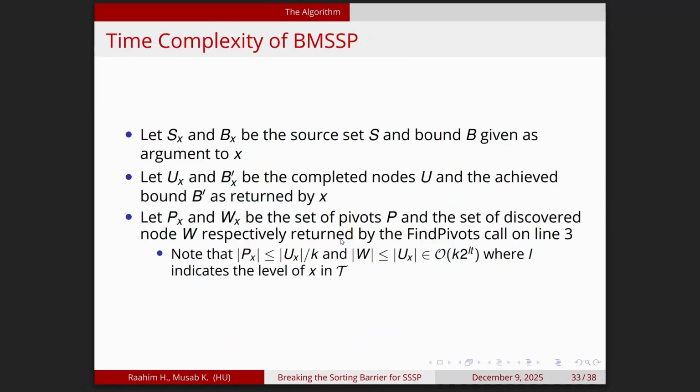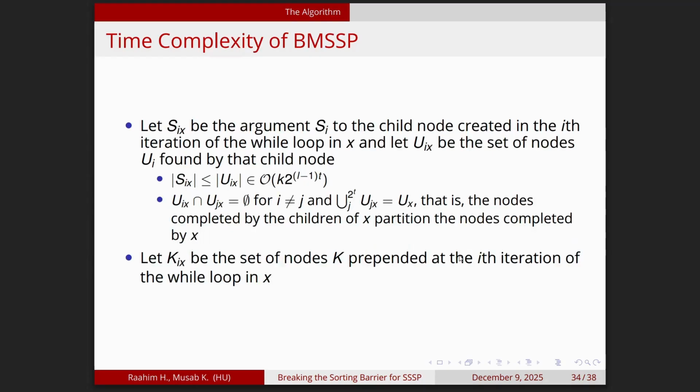Keep in mind that the size of pivots is at most 1 over k times the size of the nodes in the subproblem, and that the size of W is upper bounded by the size of nodes in the subproblem, which is in O of k raised to 2 raised to lt, where l indicates whatever level x is in the tree.